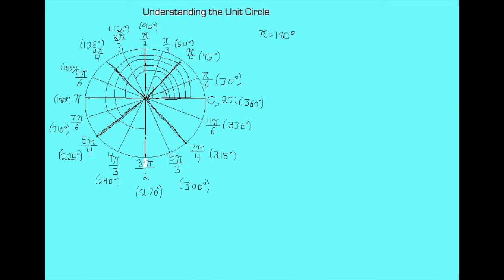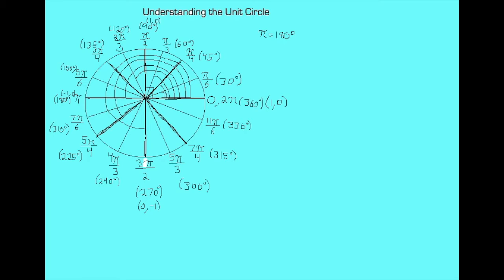Since it is a unit circle with a radius of 1, and this line is the radius, the coordinates are 1, 0. So let's look at pi over 2. Since this is the radius, and the radius is 1, the coordinates for pi over 2 are 1, 0. Let's look at pi. The coordinates are -1, 0. And finally, let's look at 3 pi over 2. The radius is 1, and since this is the radius, the coordinates are 0, -1.